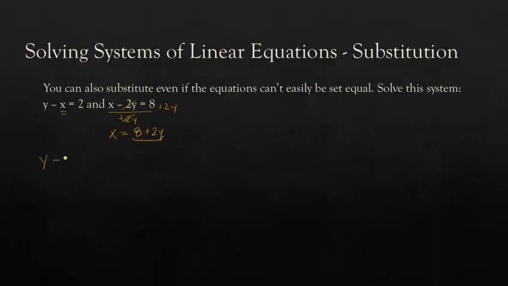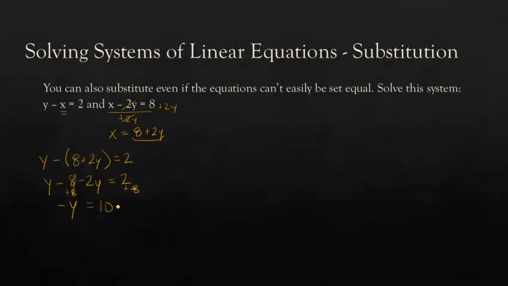Y minus, I'm going to put it in parentheses because of this minus, 8 plus 2y equals 2. Now I need to not forget that this minus goes through everything in the parentheses set. So I'm going to distribute the negative sign and say y minus 8 minus 2y equals 2. I'm going to combine my like terms on this side, so I get negative y. I'm going to add the 8 to both sides so that I get 10.